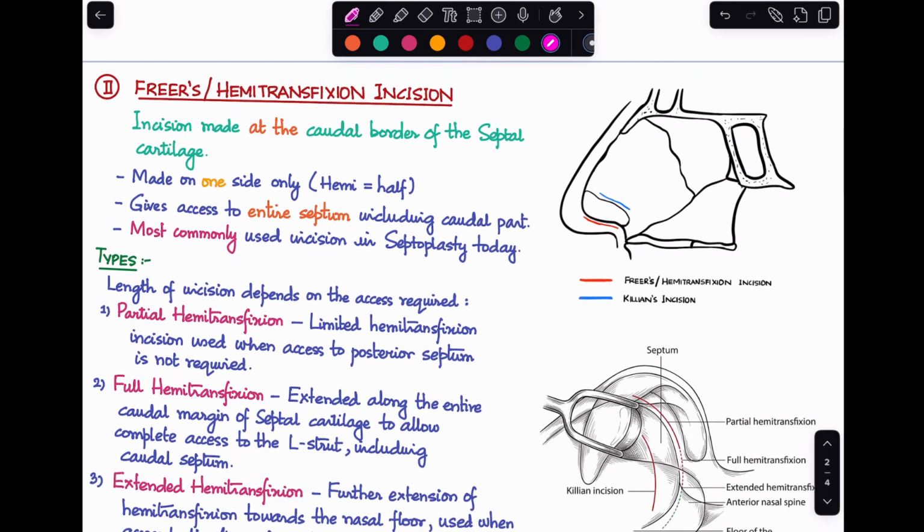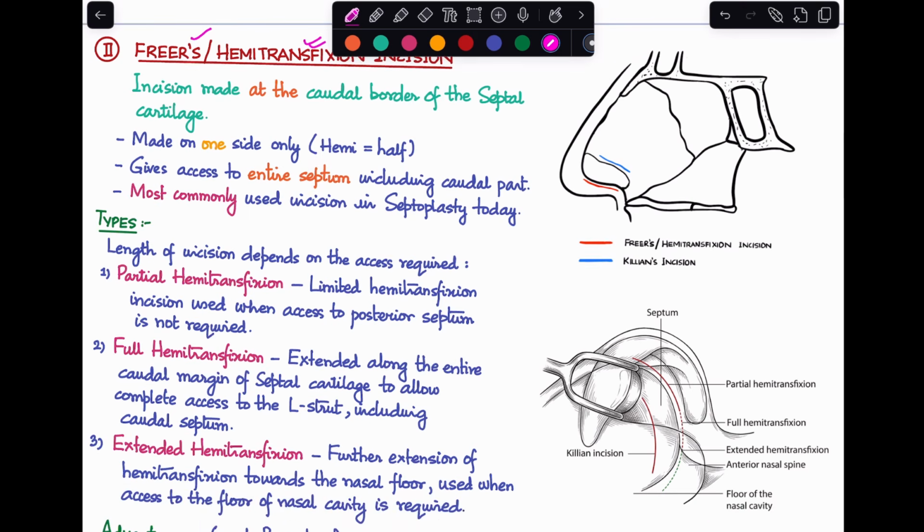Now let's move on to our second one, which is the Freer's incision or the Hemitransfixion incision. These two incisions are just the same with two different names. You can either call it a Freer's incision or the Hemitransfixion incision. If we look at the image over here on the right side, the one which is marked with red, this is where the Freer's incision is given. This is an incision which is made at the caudal border of the septal cartilage. And this incision is only made on one side.